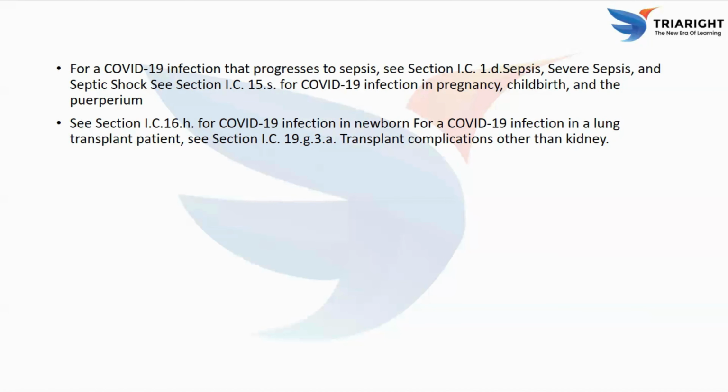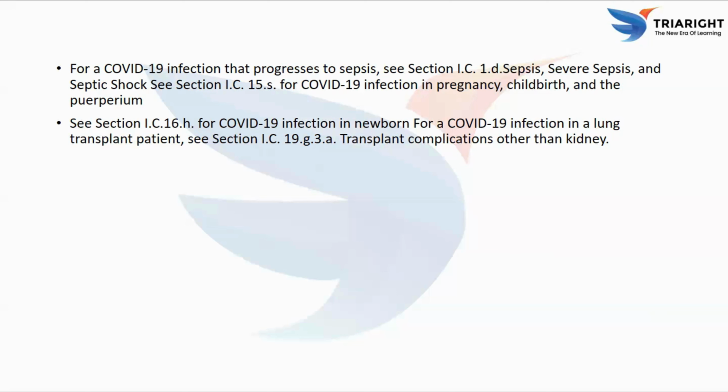So how would you code COVID-19 in pregnancy, childbirth or puerperium? If a pregnant patient, obstetric guidelines override all others. So whenever a pregnant patient has COVID-19, which code comes first? O98.5. Then you have to add the COVID-19 code, followed by any complication, any organ dysfunction or any failures.